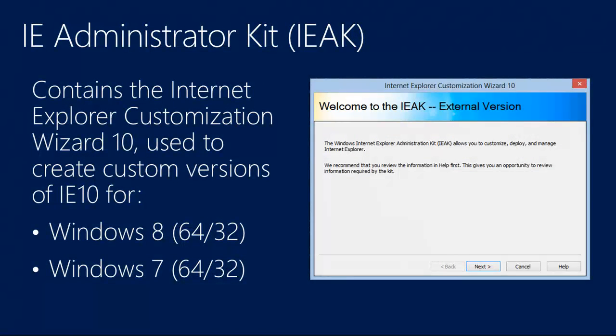The easiest way to customize Internet Explorer is by using the administration kit. This basically has a wizard in it that can be used to customize Internet Explorer for Windows 8, 64 or 32, or Windows 7, 64 or 32. And let's go ahead and show you what this is like.